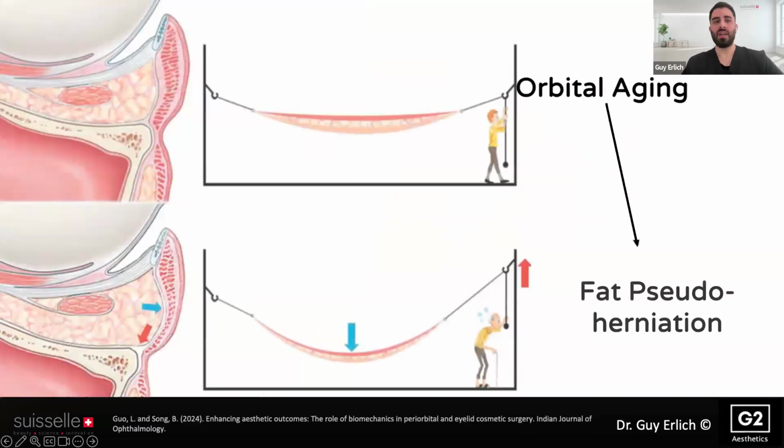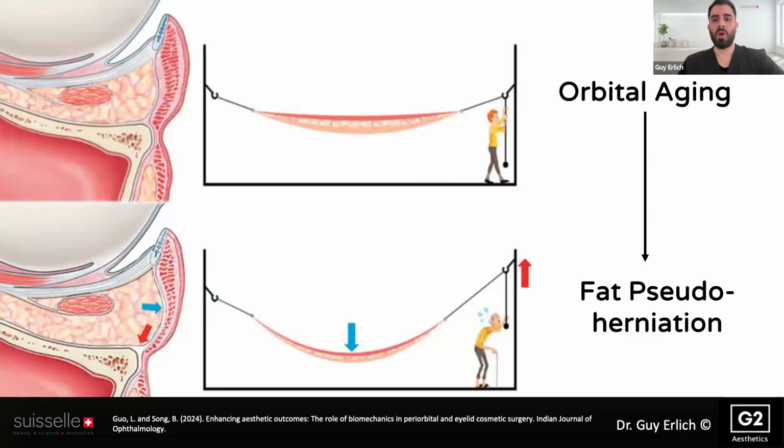But this is not everything. In addition to the loss of volume, we have pseudo herniation of fat. So the fat inside the orbit, that we will see later, the name and the distribution, is prolapsing or pseudo herniating in the direction of anterior and inferior. And the reason is because of different anatomical structures that are involved in the aging. One of them is, of course, the loss of the volume of the bone, and this is why we have less resistance in this area.